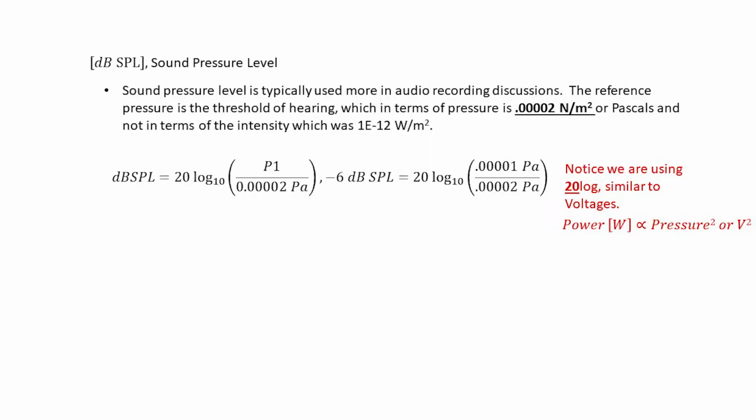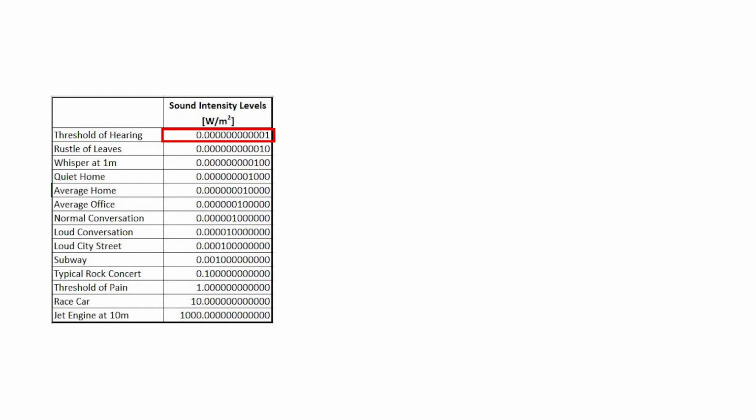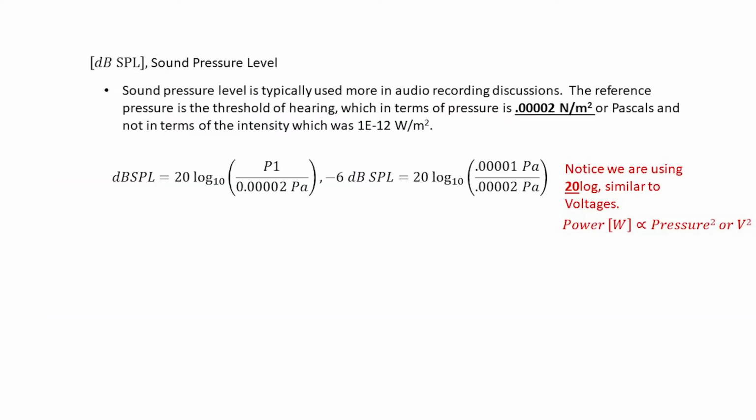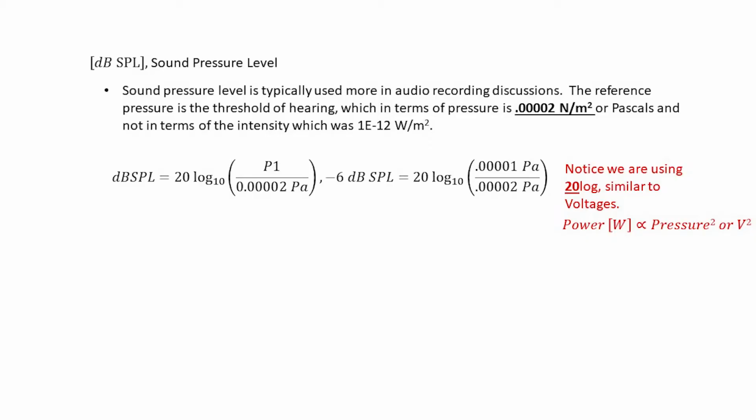Now, sound pressure levels are typically used more in audio recording discussions. The reference pressure is the threshold of hearing that we discussed in intensities, but it's in terms of newtons per meter squared or pascals, and not in terms of the intensity, which we discussed, which was in watts per meter squared. But similar to all the other units, 0 dB SPL would be 20 log base 10 of 0.0002 pascals over the same number.